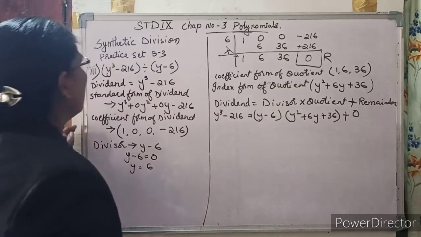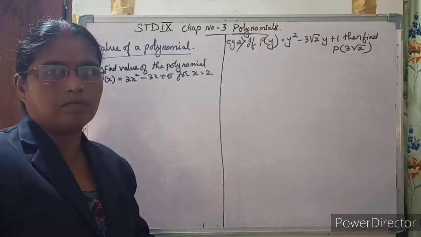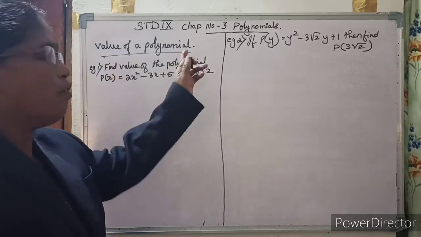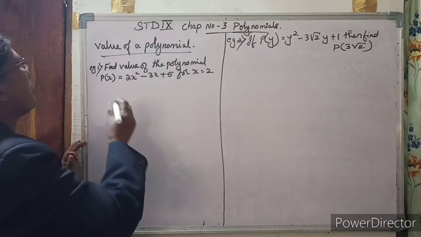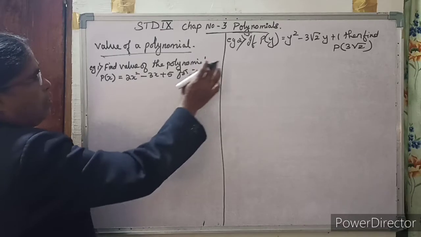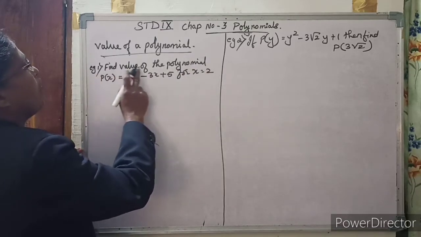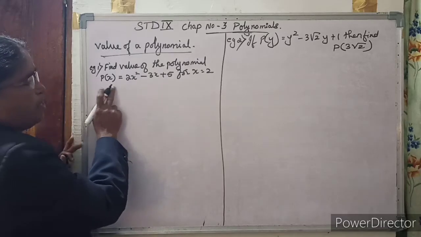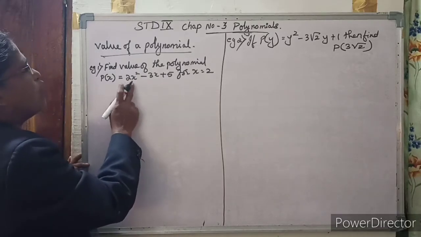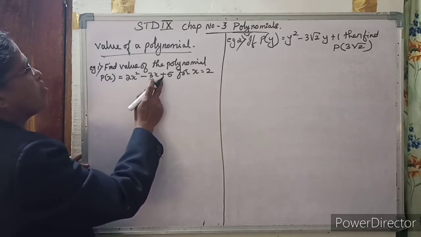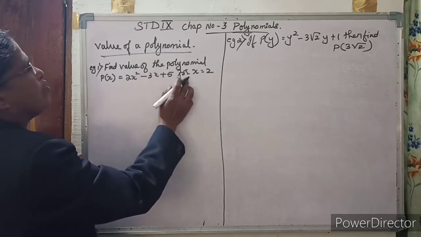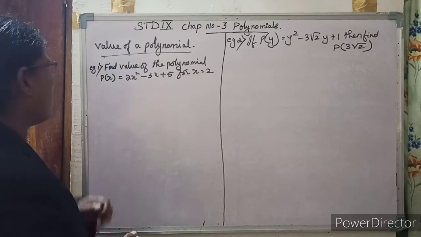So therefore this is synthetic division. Now next we learn the value of polynomials. Next topic. First two questions I have taken. First question: find the value of the polynomial p(x) written in this form, 2x squared minus 3x plus 5, for x equal to 2 given.